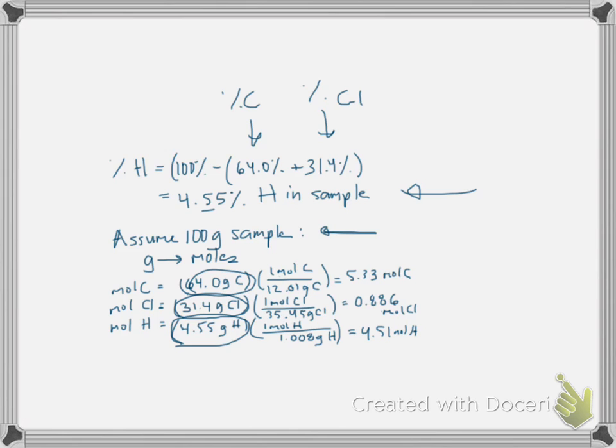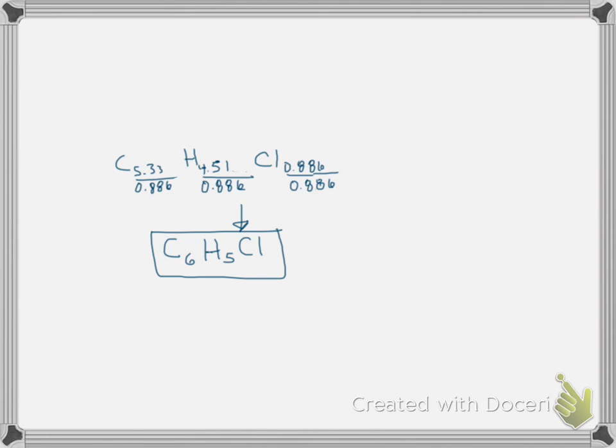Multiplying each of these by the inverse of the molar mass for carbon, for chlorine, and for hydrogen, we get the respective mole quantities of carbon, chlorine, and hydrogen in this 100-gram sample. We can then divide each of these mole quantities, which we're using as our subscripts, by the smallest mole quantity, which is the 0.886 for the chlorine. And this is going to give us our empirical formula for this organic compound.